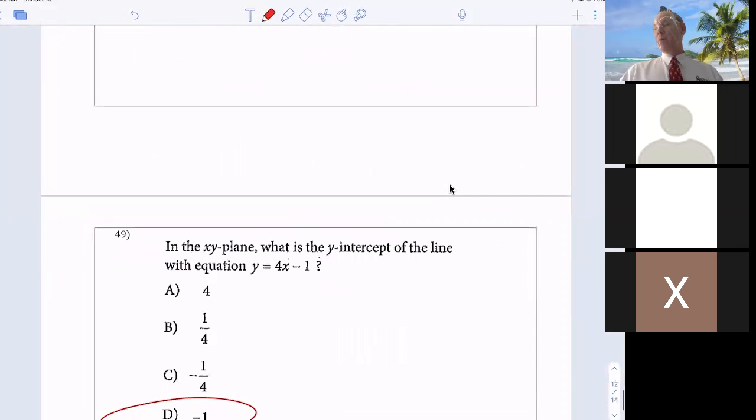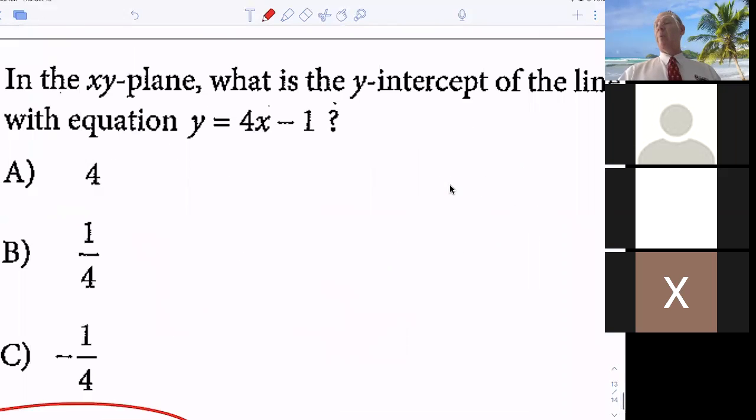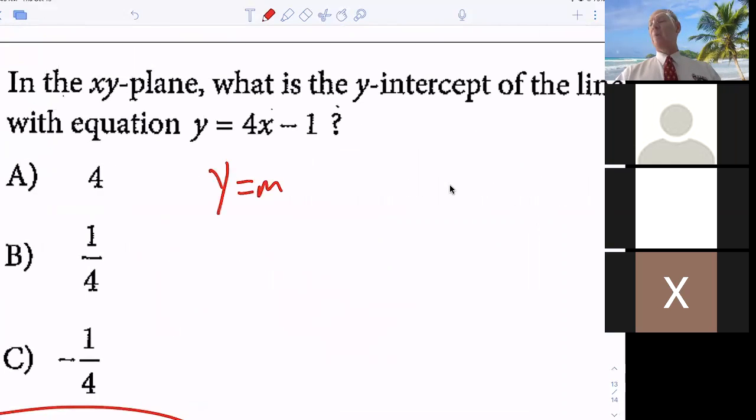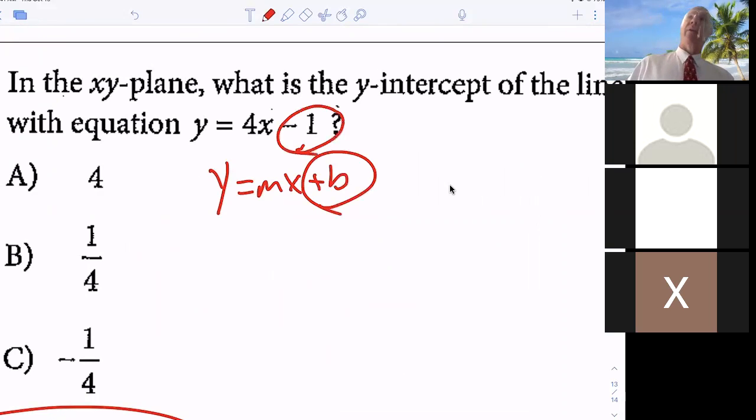Or how do you find the y-intercept? Remember, I want you to write this down. y equals mx plus b. b is the y-intercept, so all it is is just that point right there. For finding the intercepts, b is the y-intercept. m is the slope. You hear me? Yeah. All right.